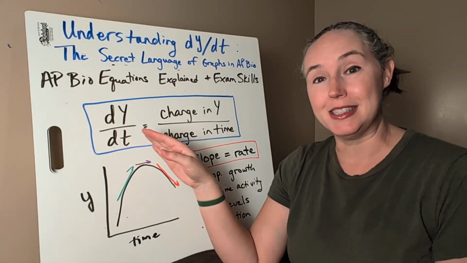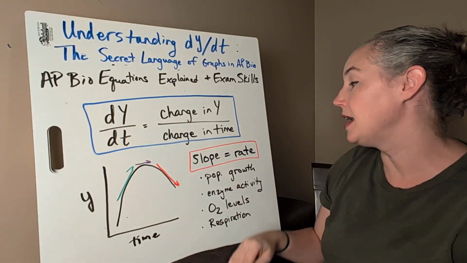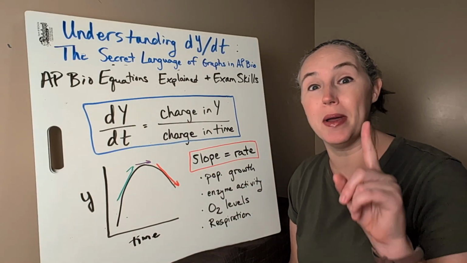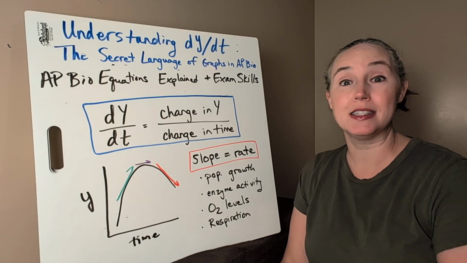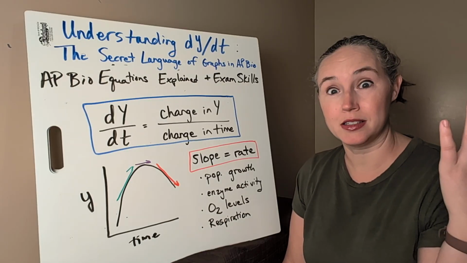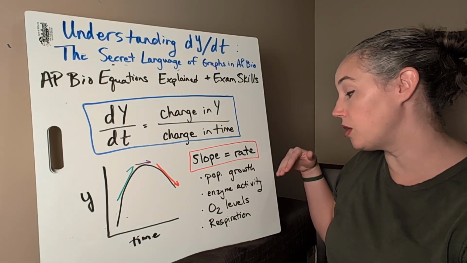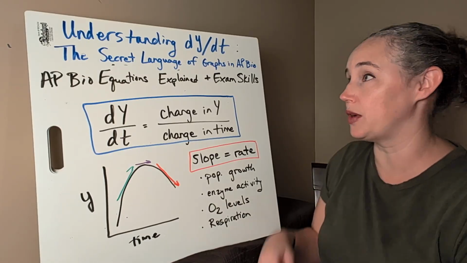dy over dt tells us about the slope. It's the equation for slope. And that's going to give us information about the rate, or how fast something is happening. You can find this in all sorts of contexts in AP Biology, like population growth, enzyme activity, oxygen levels, or respiration rate.